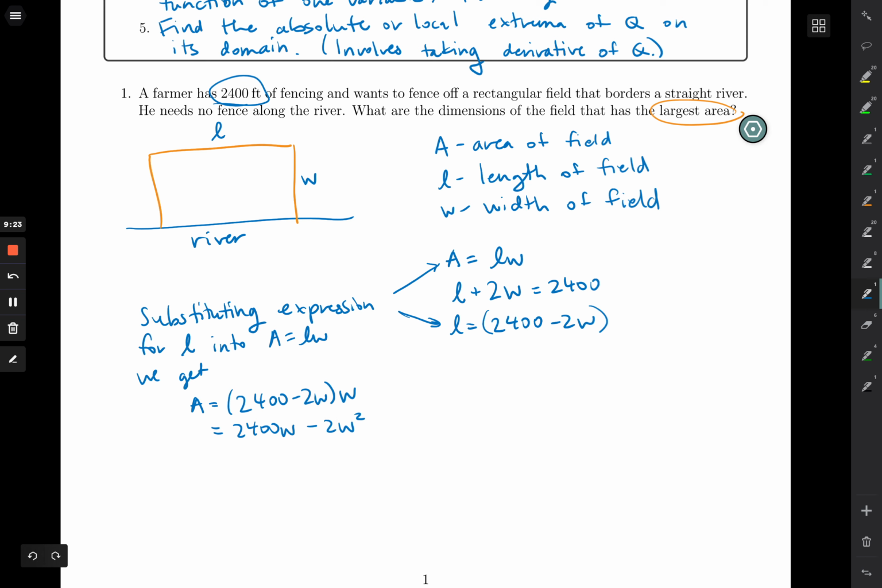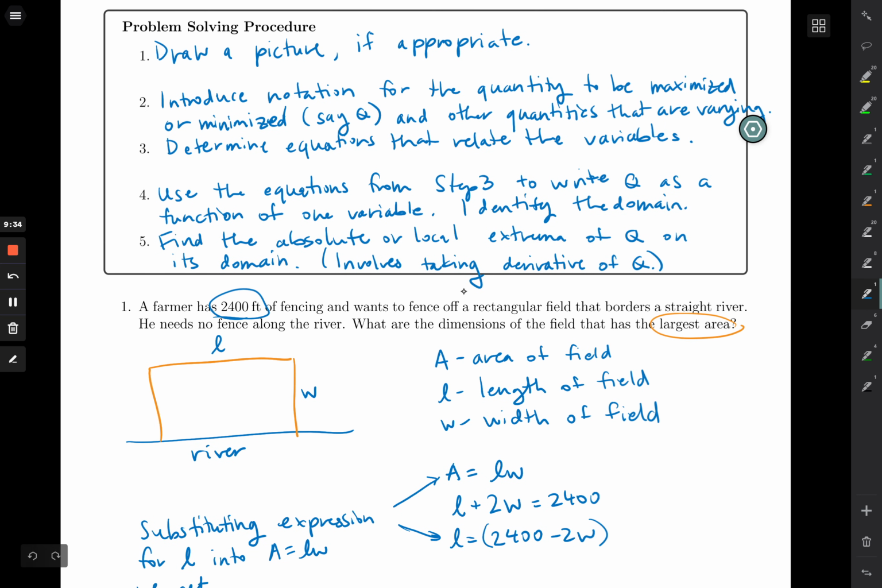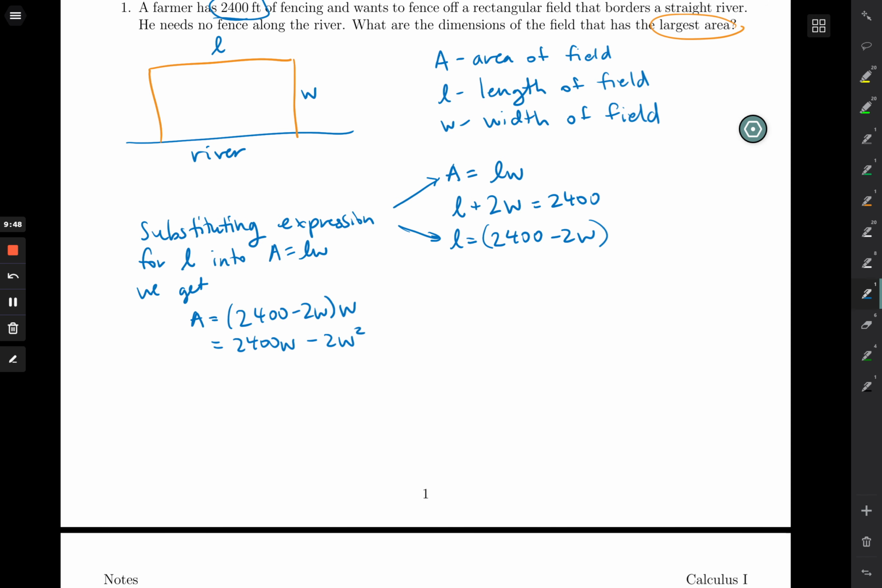And we would get 2,400W minus 2W squared. Okay, so now we've gone through the first 3 steps, and we determined our quantity, which is A, in terms of one variable, and we also want to identify the domain. Usually the domain is going to be dictated by the physical restraints of the problem.